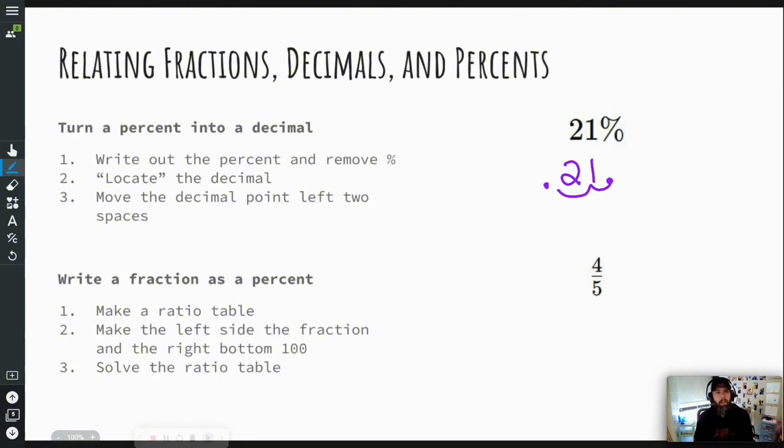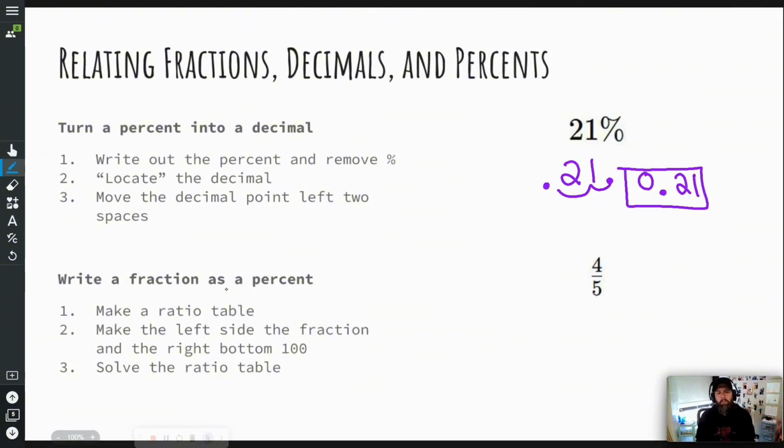Move to the left 1, 2, and put the new decimal there. So now it's 0.21. Well, that looks sloppy. Let's put a 0 there at the left, and we end up with 0.21 or 21 hundredths. That's how you do it. Now, that's the easy one.